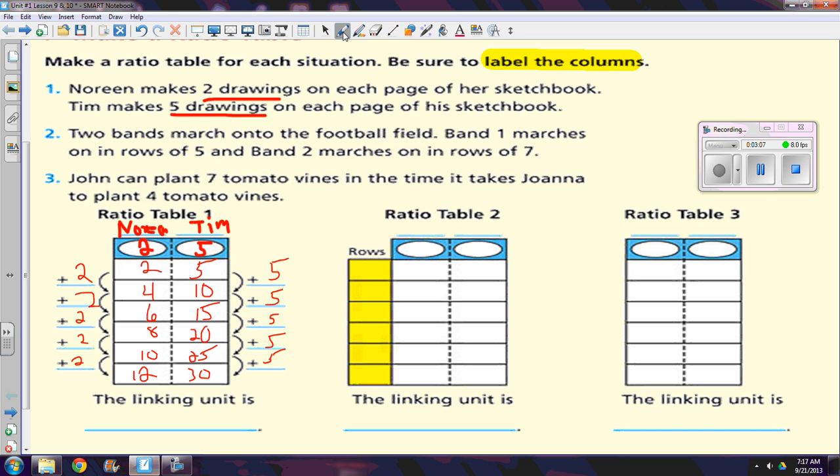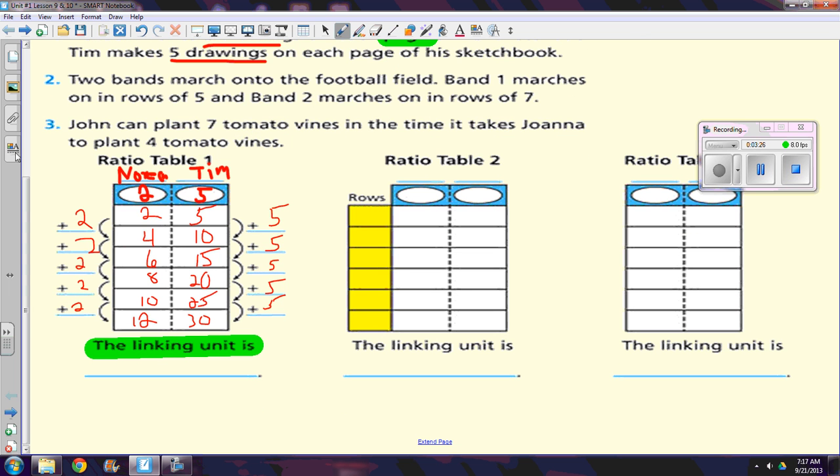And then this bottom question here says the linking unit is what? What's linking Noreen to Tim? Well, it's 2 to 5 what? 2 to 5 pages. So your linking unit for this problem is pages. So go ahead and write that below. All right, let's look at number 2.